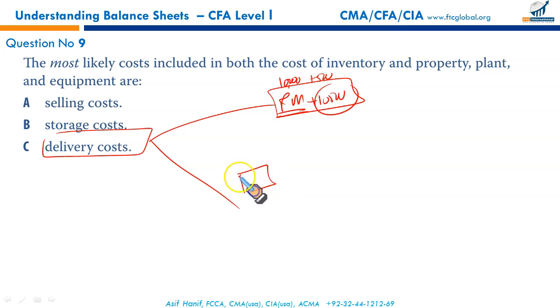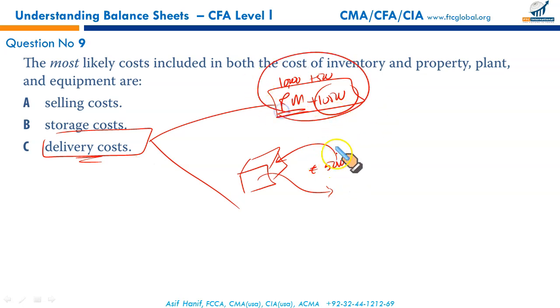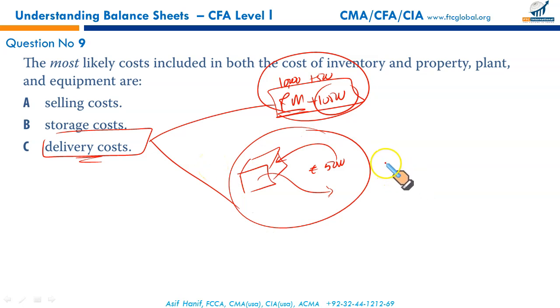Likewise, you purchase a plant from Germany and it required you to pay the transportation cost of 5,000 euros. This cost will be added to the cost of plant. Remember, mind the word delivery cost: the delivery cost for property, plant and equipment and inventory is capitalized, because this is required as per IAS 16 Property, Plant and Equipment, as well as IAS 2 Inventories.